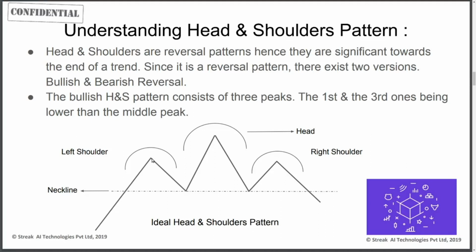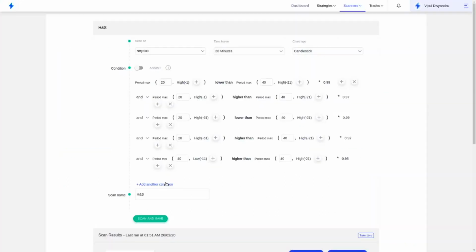Now that high also should be in a range. It should be lower than the head, but should not be too low. So that's why I'm saying it should be lower by 1%, but not lower by more than 3%. That's what these two conditions help me do. You can pause it to make sure that you understand what has been done here.